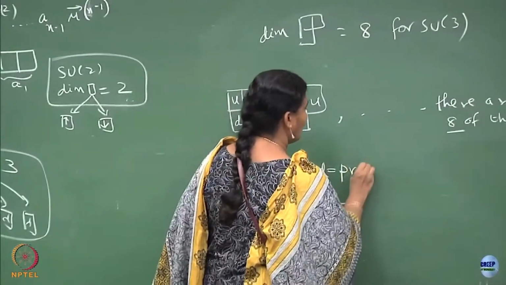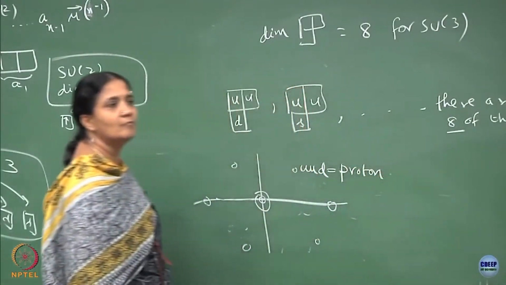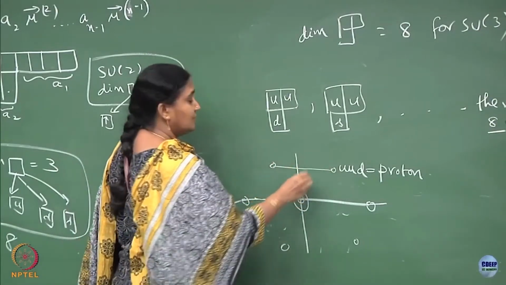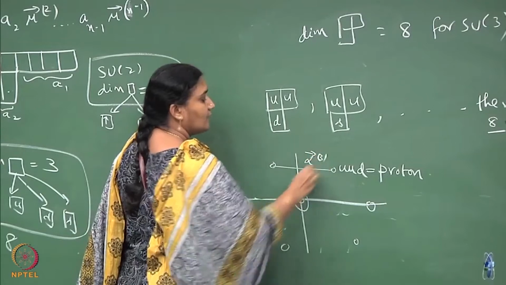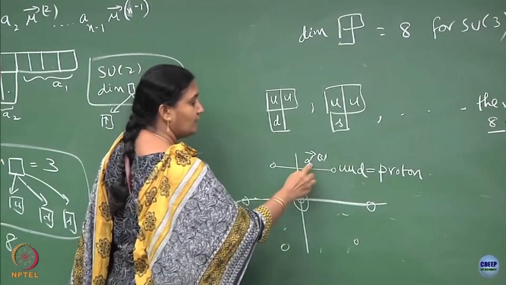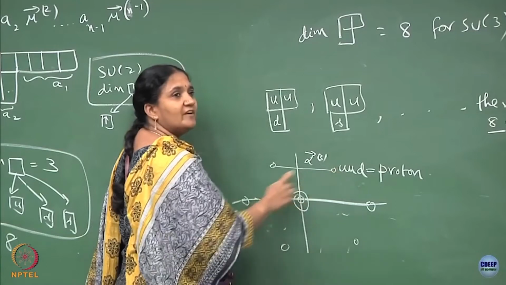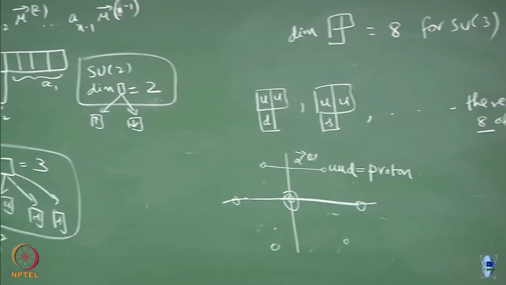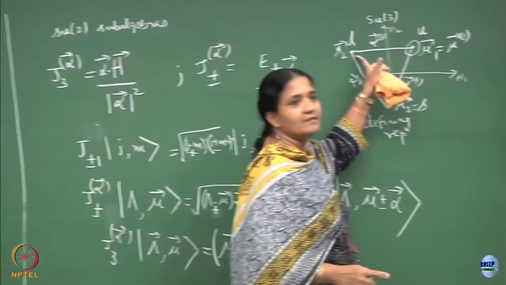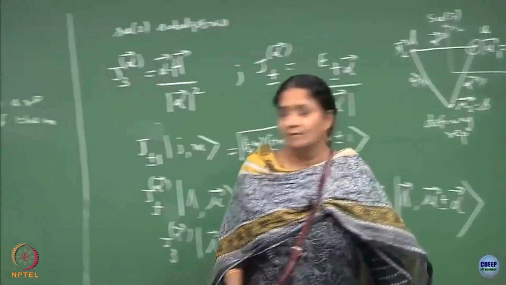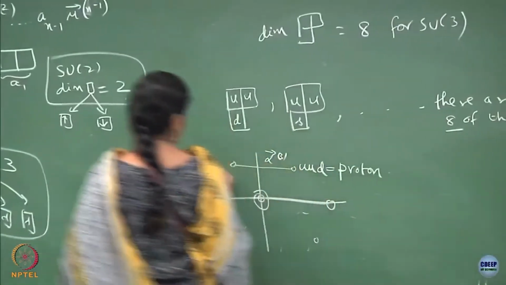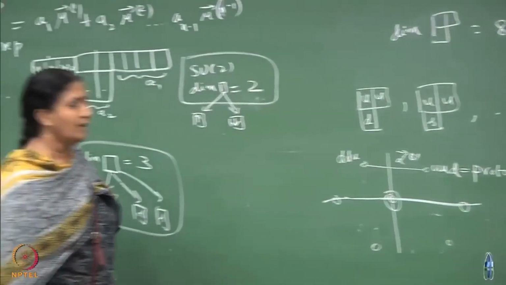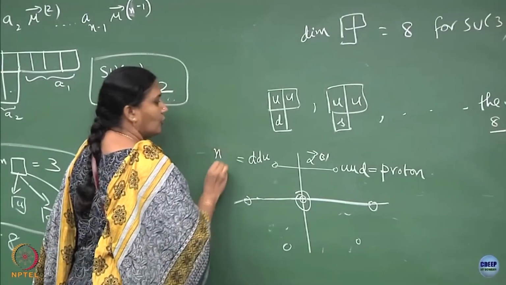Okay. So, this one is proton, and this is obtained by a ladder operation which involves your alpha 3. Alpha 3 will reduce one of the U to a D. That is what is happening here. U becomes a D, one U becomes a D. Okay. So, what will happen here? It will become DDU, and this is nothing but the neutron.